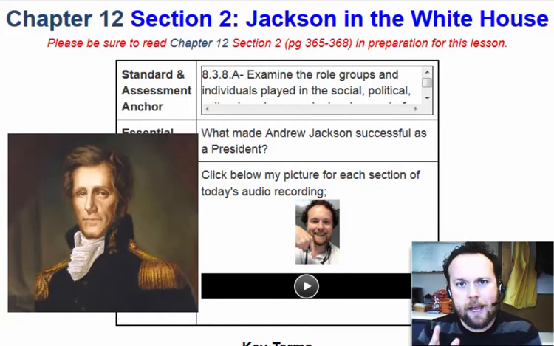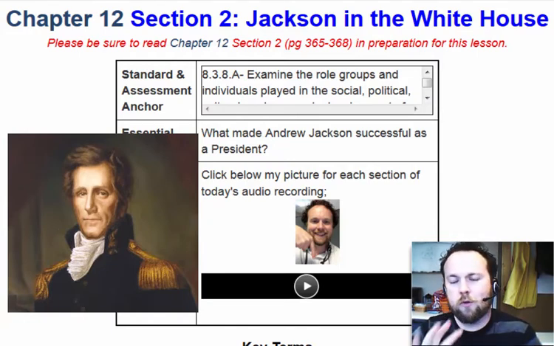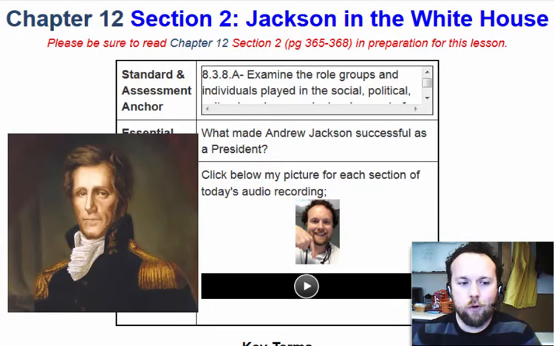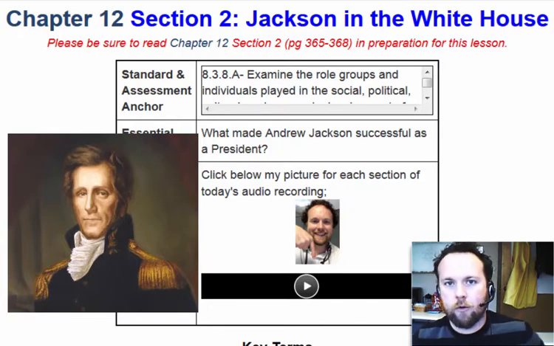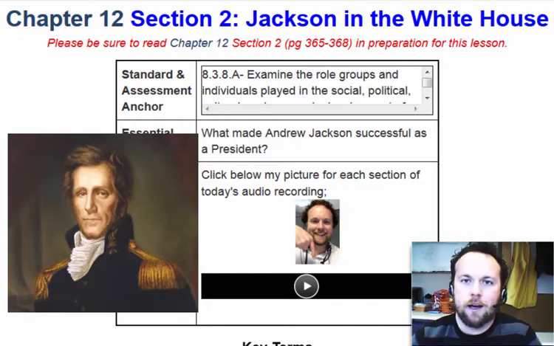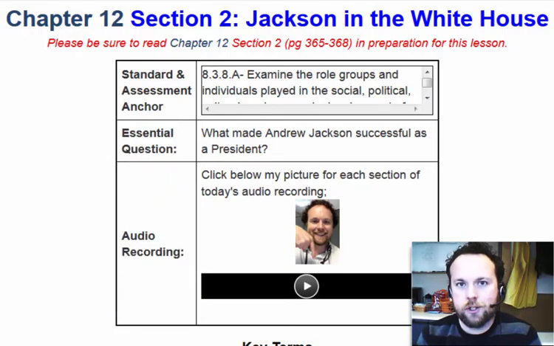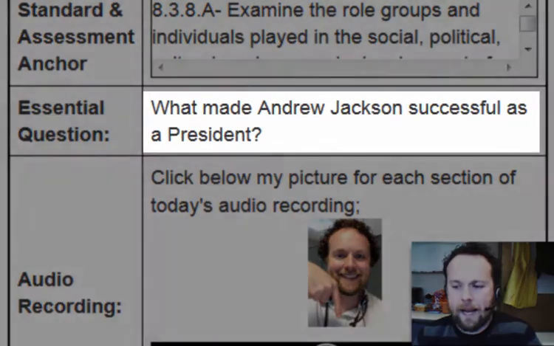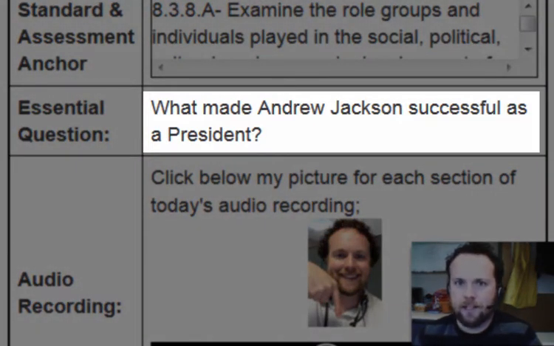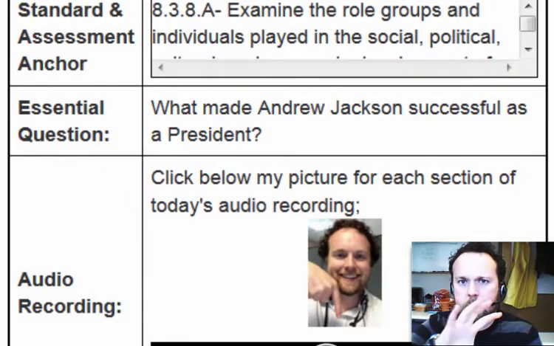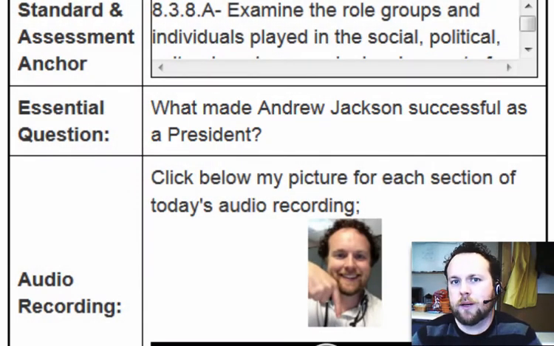Today we're going to look at the man Jackson, a little bit about his own personal history, who he was growing up and how that translated into the White House. Our essential question for today is, what made Andrew Jackson successful as a president? We're also going to be looking at some of the different policies that he put in place.